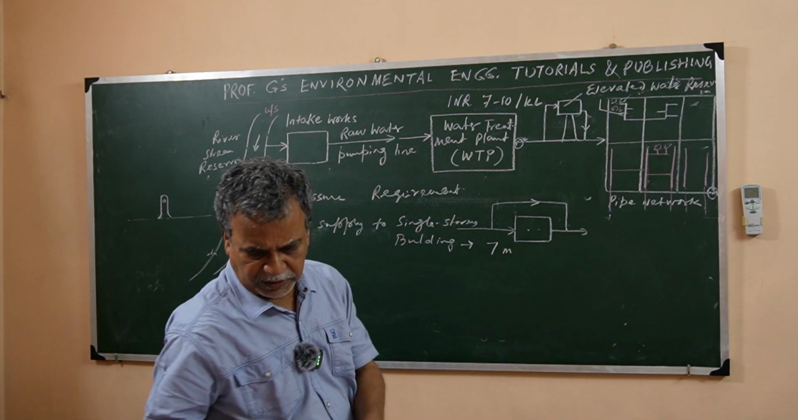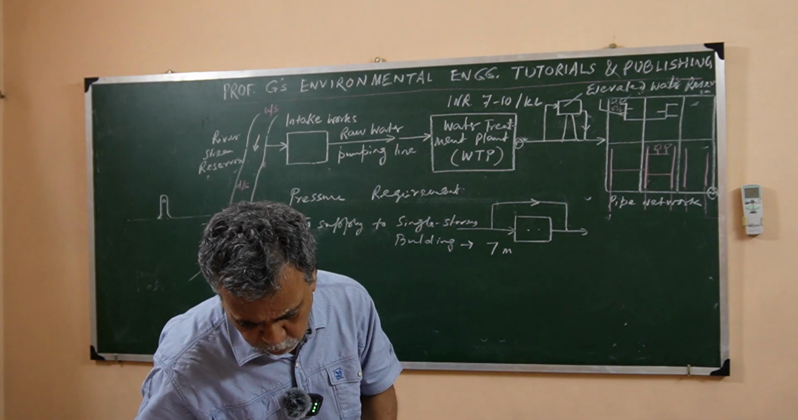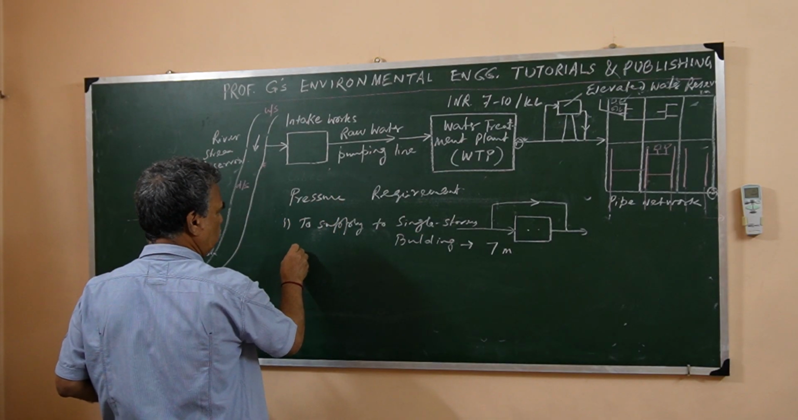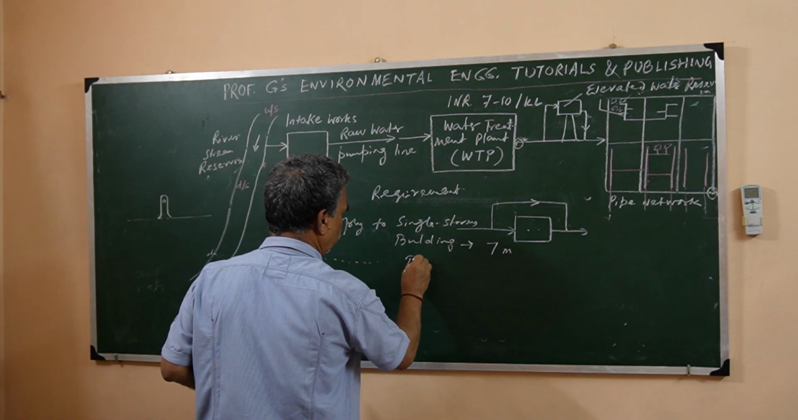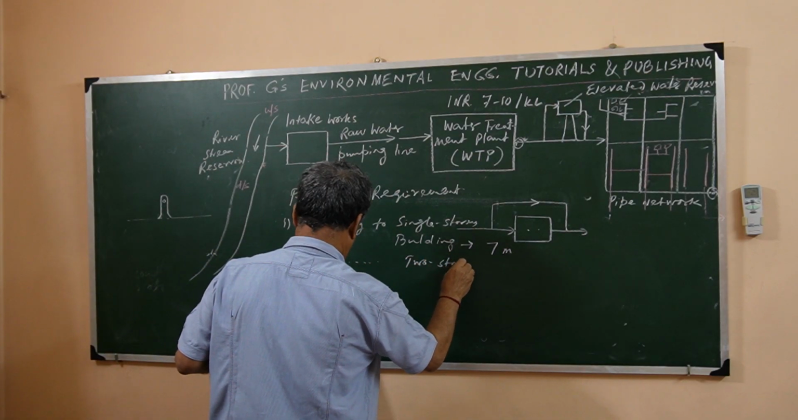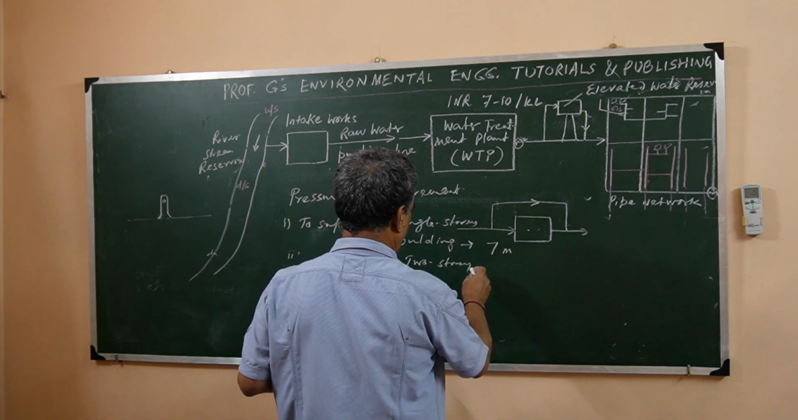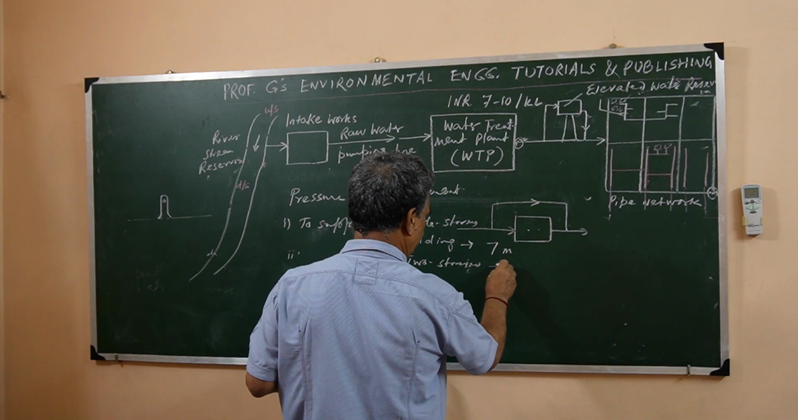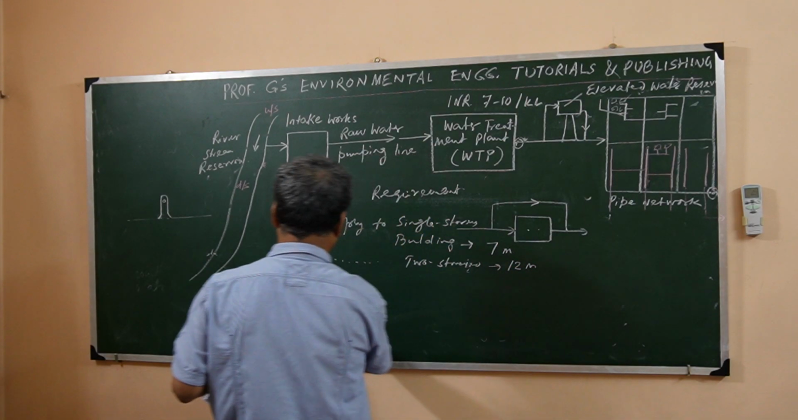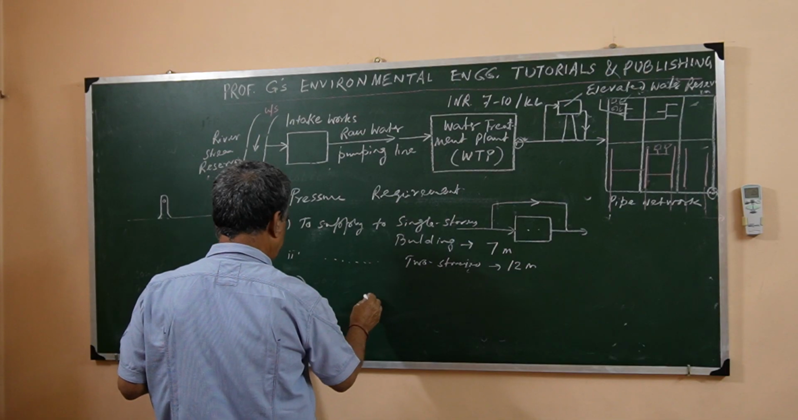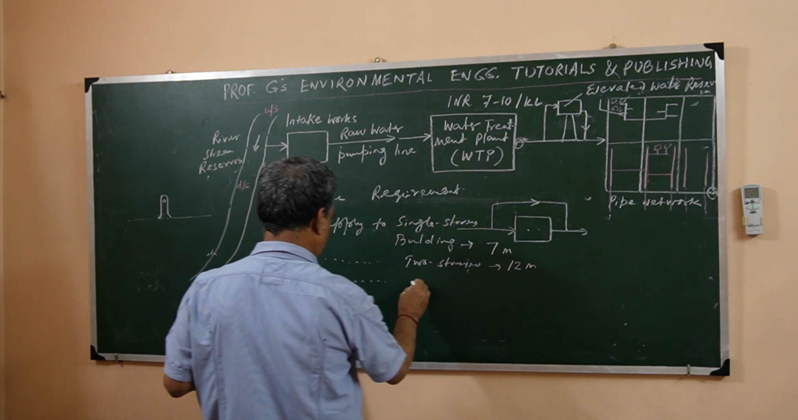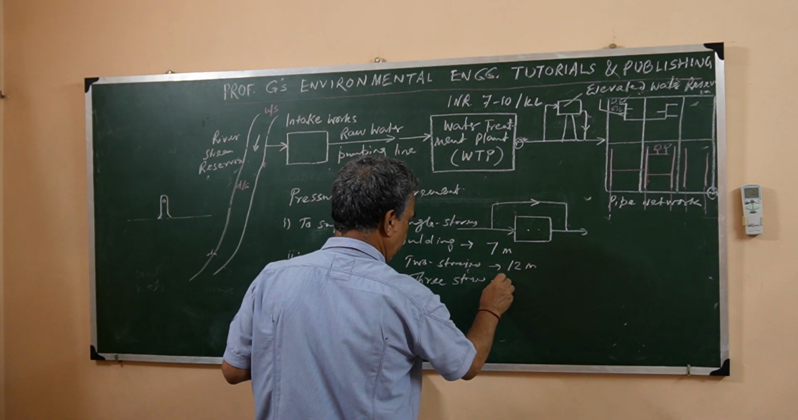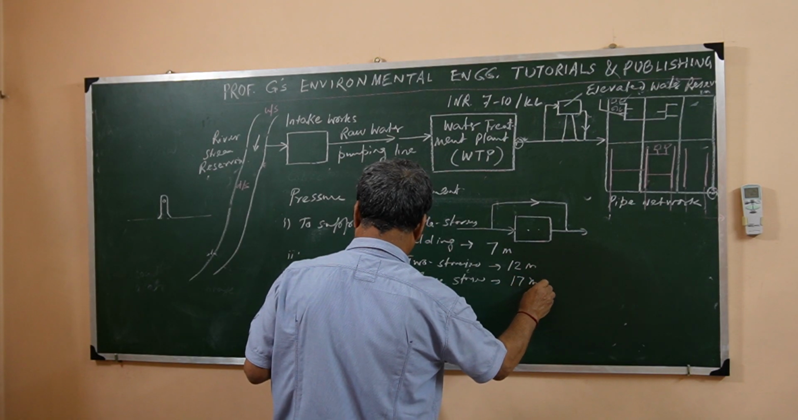Let me just quickly check this. 7 meter, and then to supply 2 storied buildings, 12 meter, and 3 storied buildings, that is 17 meters.